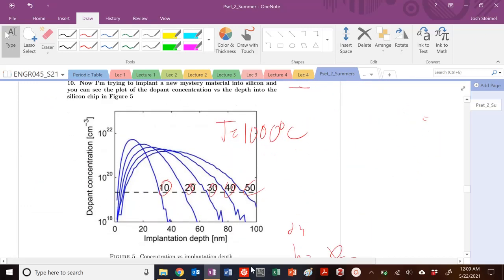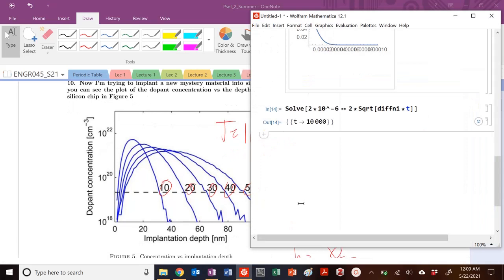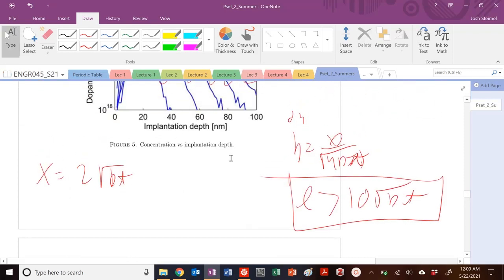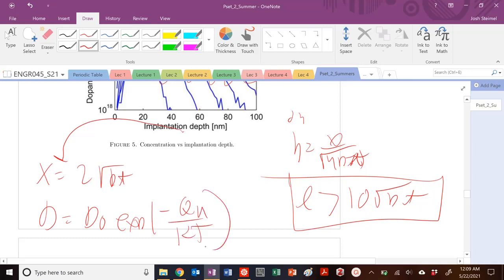So I'm going to start writing some of these values down. So my temp 1000 C is equal to 1000 plus 273. I want to make sure we're in those units. So let's see what else we got. Estimate the diffusivity of the mystery material. So we've been given this dopant concentration, so we're going to use this as our implantation depth. But for diffusivity, we're going to use this expression, minus QA over KT.